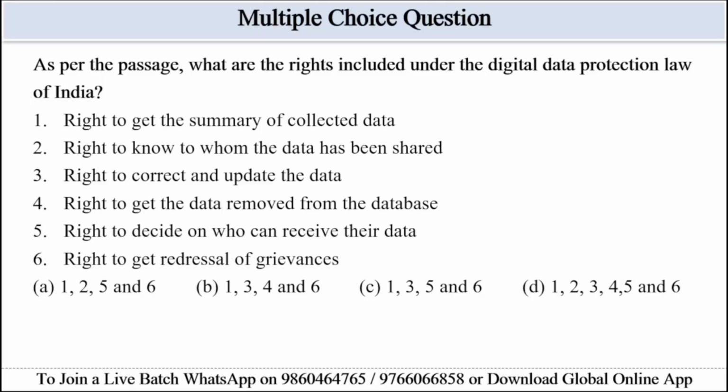Fifth one is right to decide on who can receive the data. This is also stated in the passage, right to nominate a person who will receive their data. Sixth one is a right to get redressal of grievances. It is also stated in this passage. Hence, option D, 1, 2, 3, 4, 5 and 6, is correct. All 6 are directly mentioned in the passage.